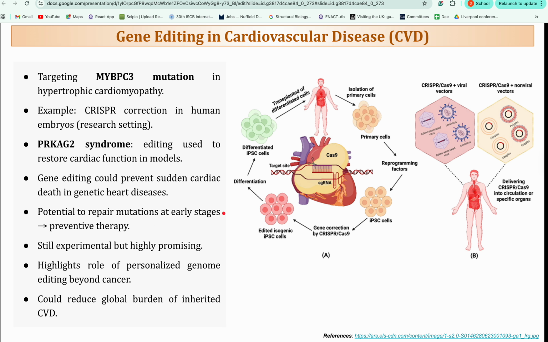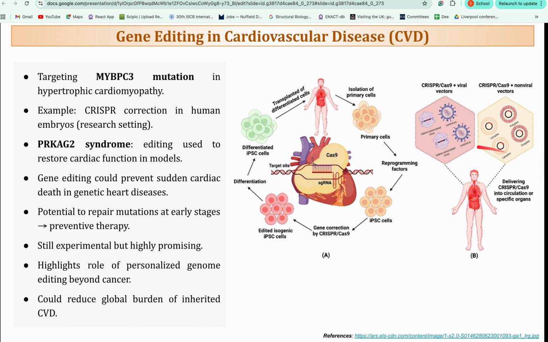That in the early stages only we are curing it. So it is like a preventive therapy. It's preventing the disease state. Still experimental but highly promising. And it highlights the role of personalized genome editing beyond the cancer. It could reduce the global burden of inherited CVDs, which are the cardiovascular diseases.